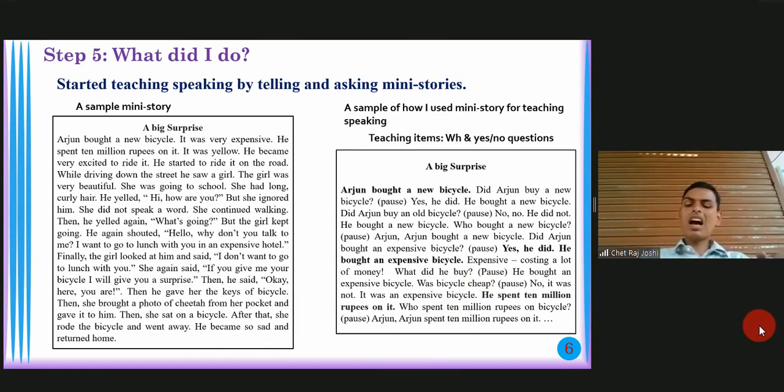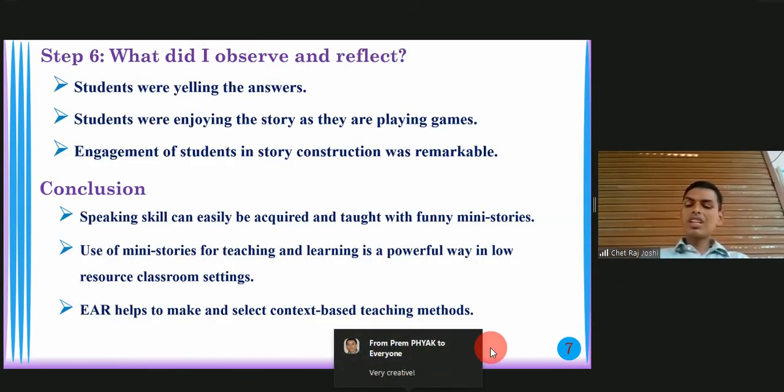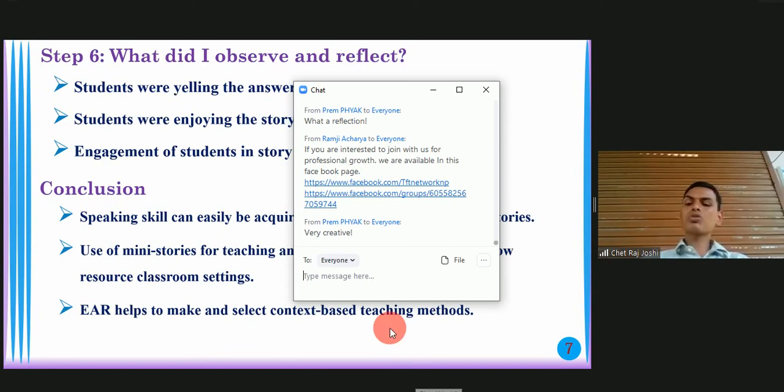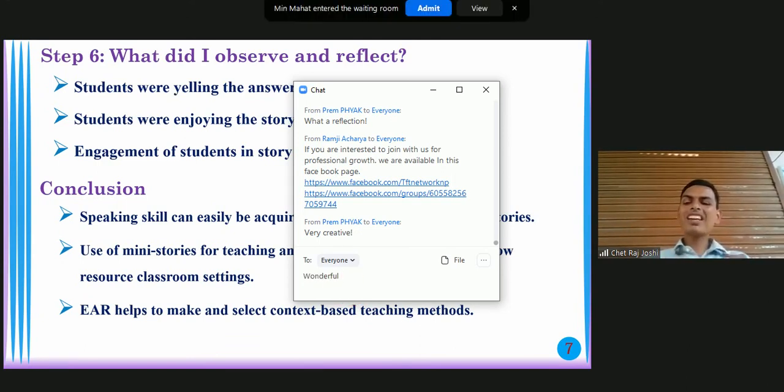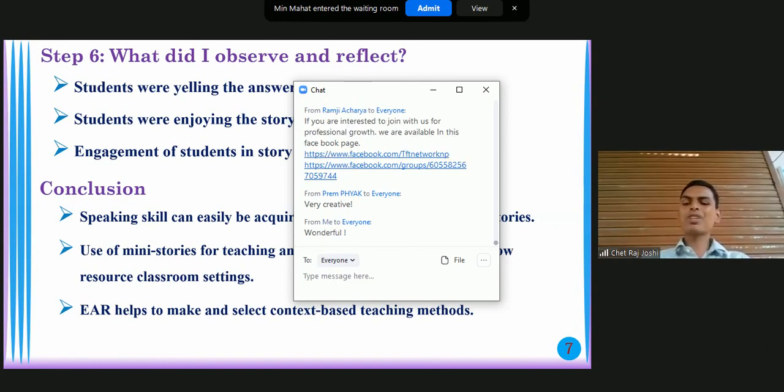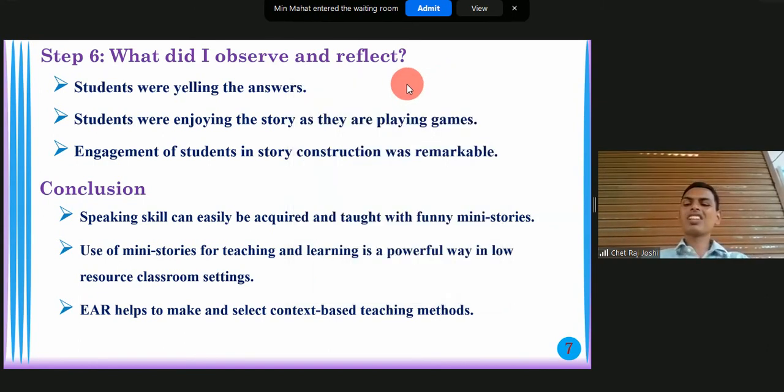During the mini story, I found that students were yelling the answers. Students were engaged in such a way, as if they were playing outdoor games. I was very happy to see their involvement in story construction.